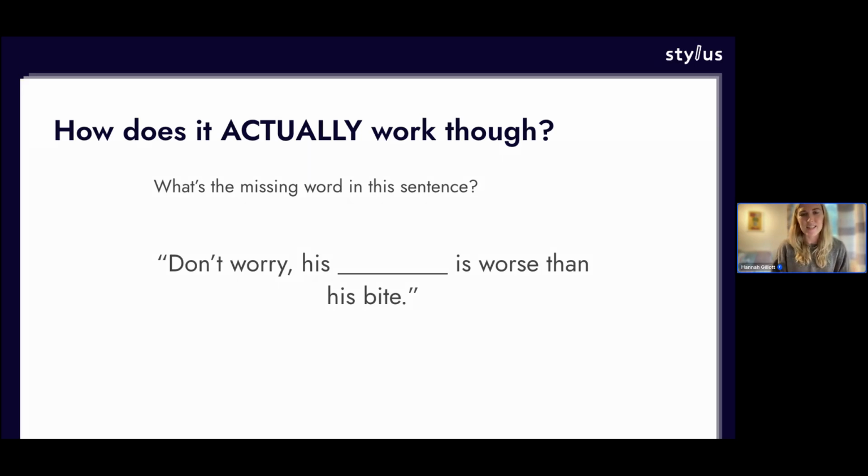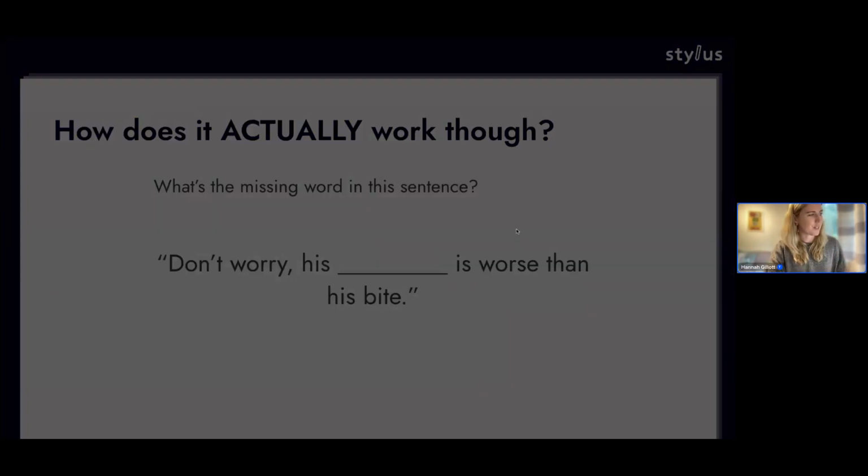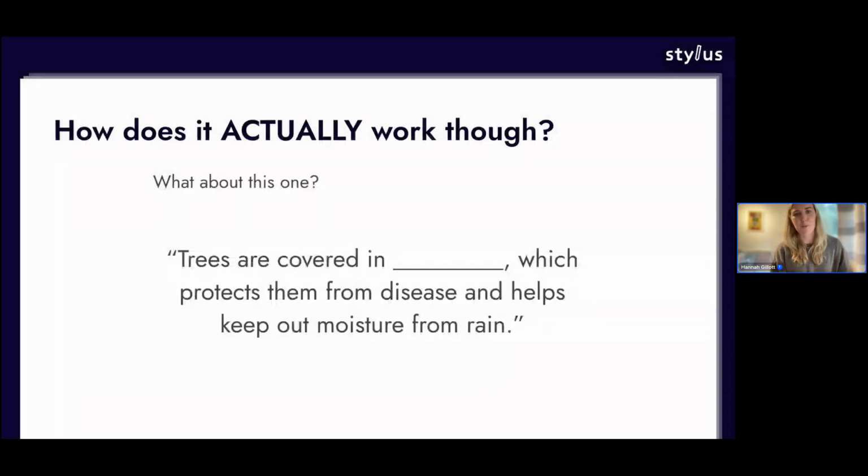And it's understanding here that bark in this context is referring to something you would say, although we think bark dogs, is recognizing the idiom here. If we then gave it a different example, trees are covered in blank, which protects them from disease and helps keep out moisture from rain. Again, it's using the context of that sentence to come up with the idea that bark is the missing word. There might be other options, but the context draws us towards one particular response.